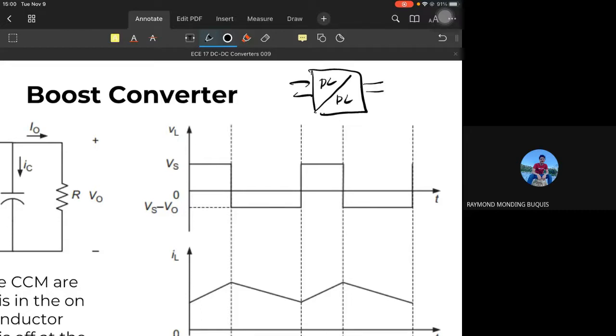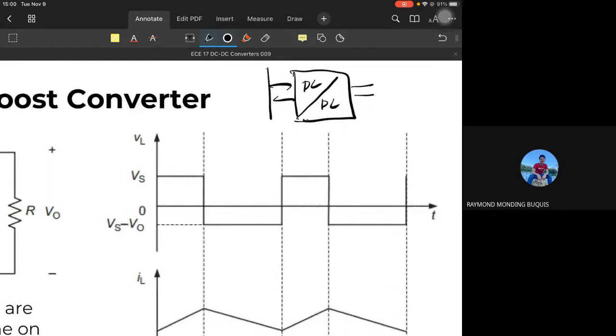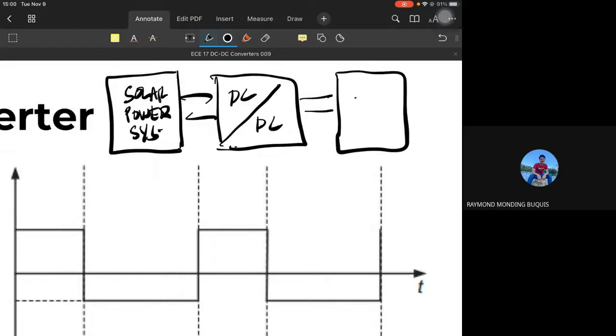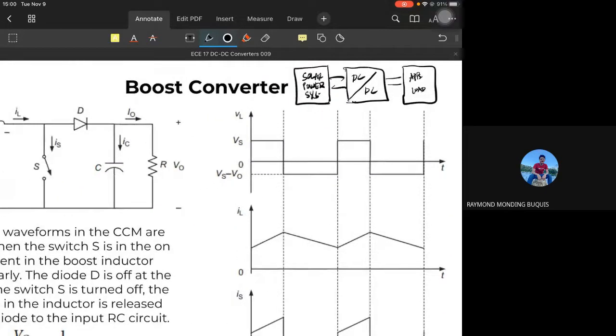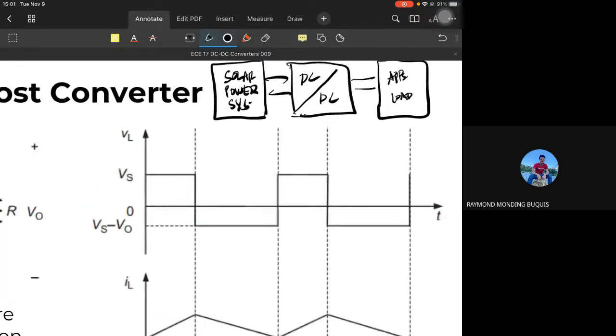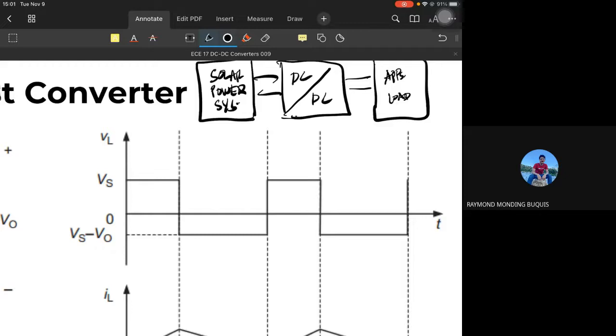So, ang pinaka-common nga atong ma-observe sa DC to DC converter is kung naa tay solar power system ug naa tay mga appliances load, di nato i-connect ang appliances diretso sa solar power. Naa gyud intermediary, ang converter, sa solar power system.